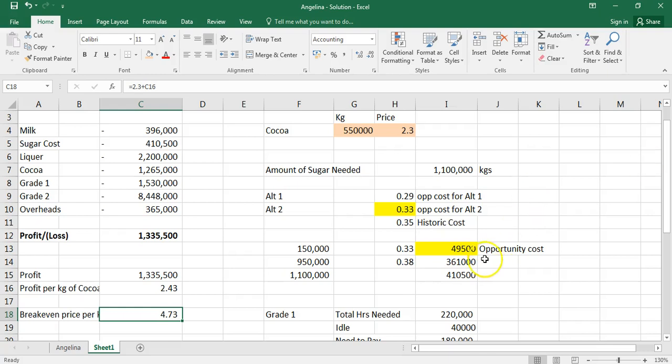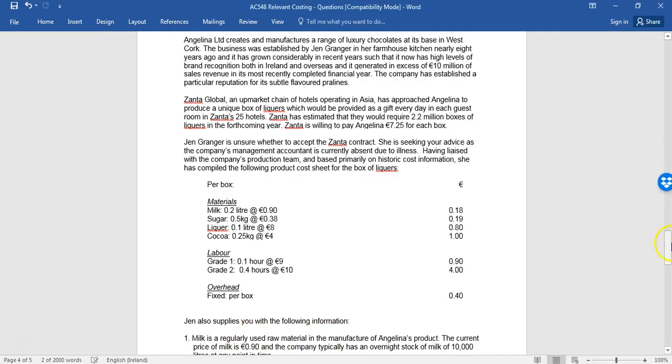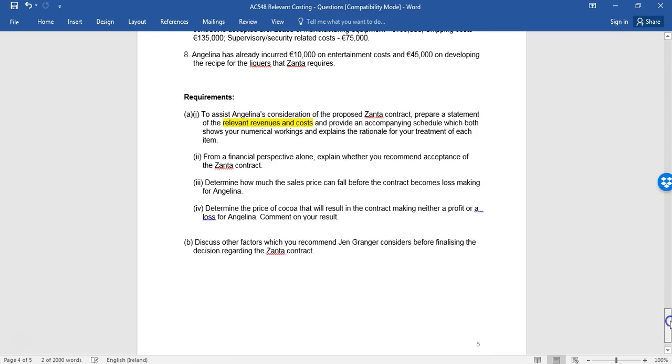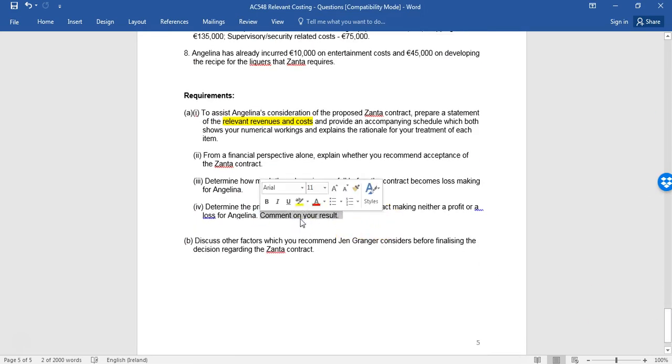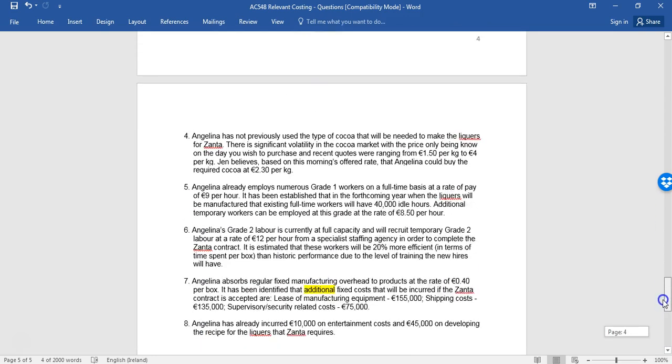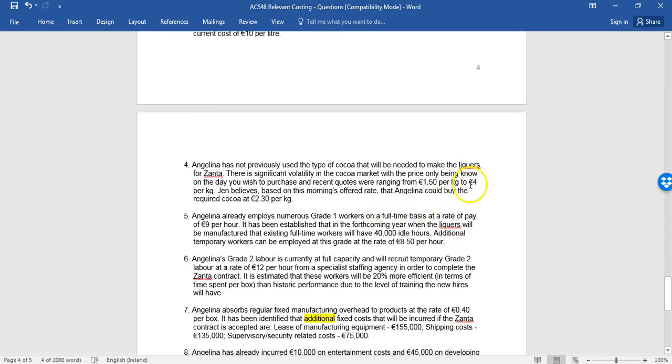And to comment there, what we were looking for you to figure out was, when I asked you to comment on your result, I really wanted you to spot that the break-even price of cocoa, the worst case, is out of the current range. So the recent quotes, the max was €4. So it suggests even at its worst of €4, you'd still make a profit. That the price of cocoa would have to go to 470 before things would be loss-making. So it suggests you're relatively okay in terms of the volatility in the cocoa market.